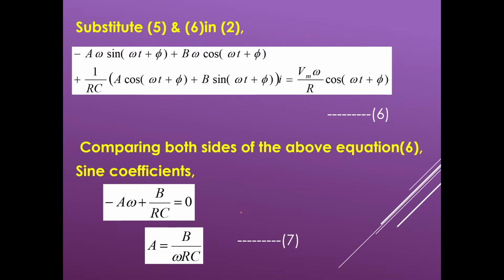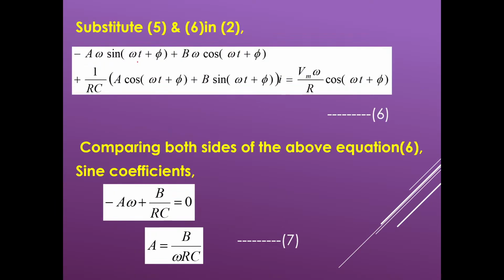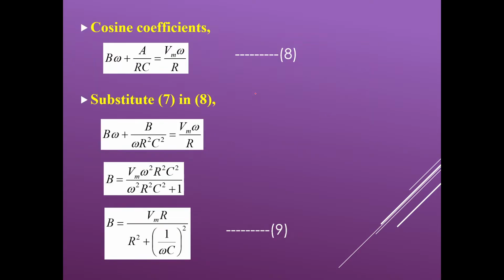Now let us compare cosine coefficients. If you compare cosine coefficients, see here, B omega is there. After that, A by RC, that is equal to Vm omega by R. So B omega plus A by RC is equal to Vm omega by R. Consider that as equation 8.